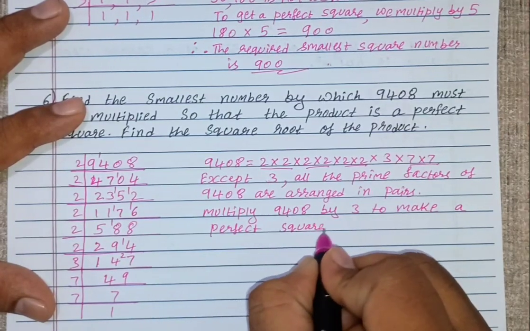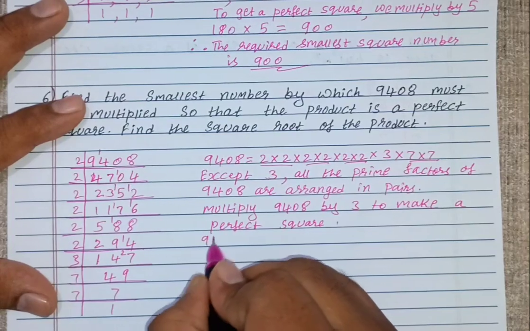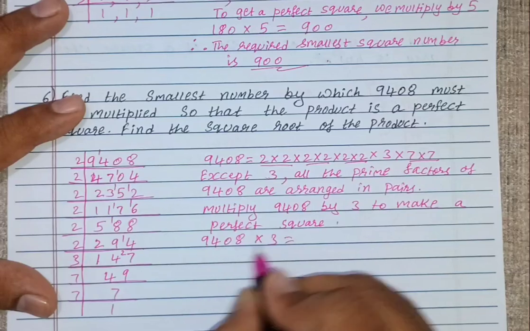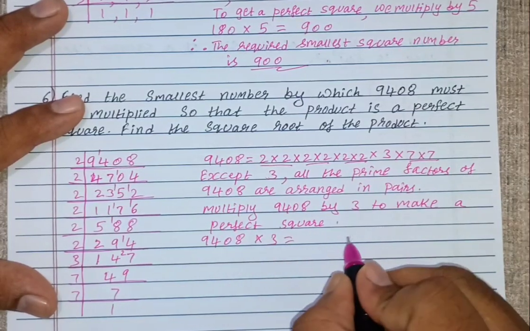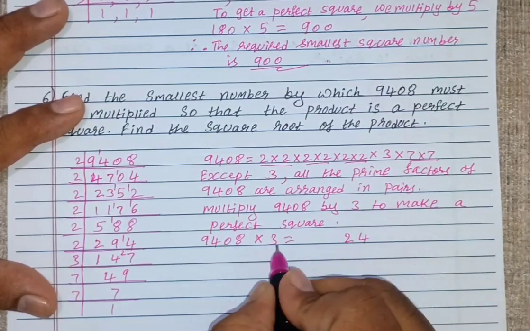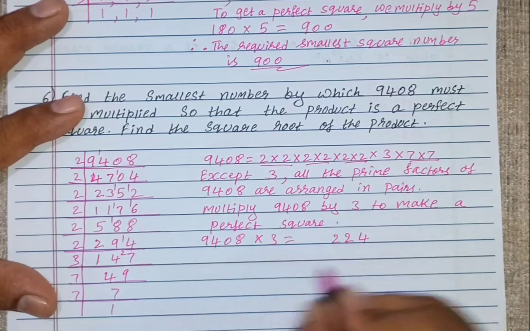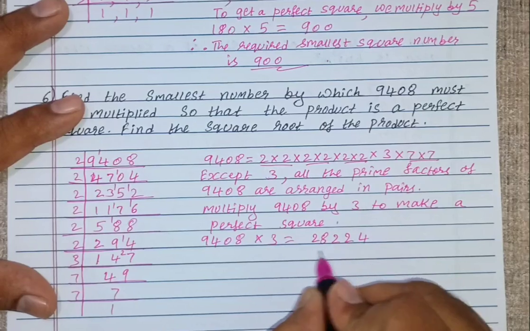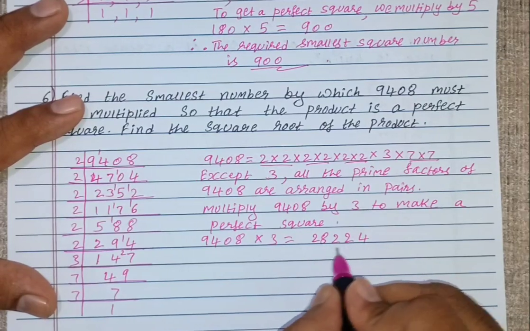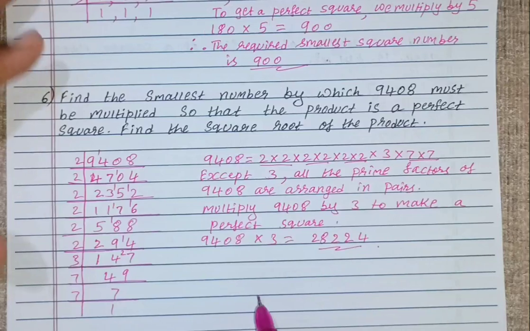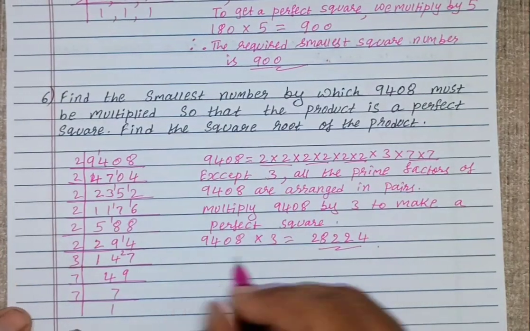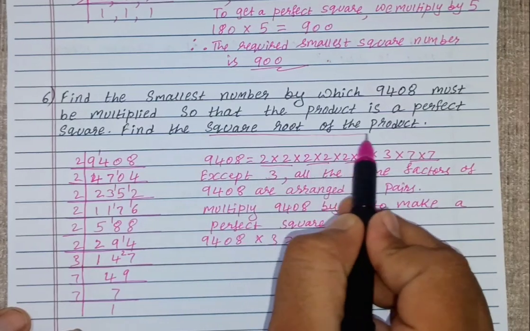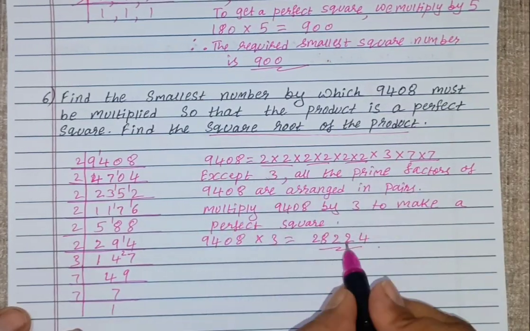Now we multiply 9408 into 3, which is equal to 28,224. Now again we have to find the square root, because in the question it is mentioned to find the square root of the product.